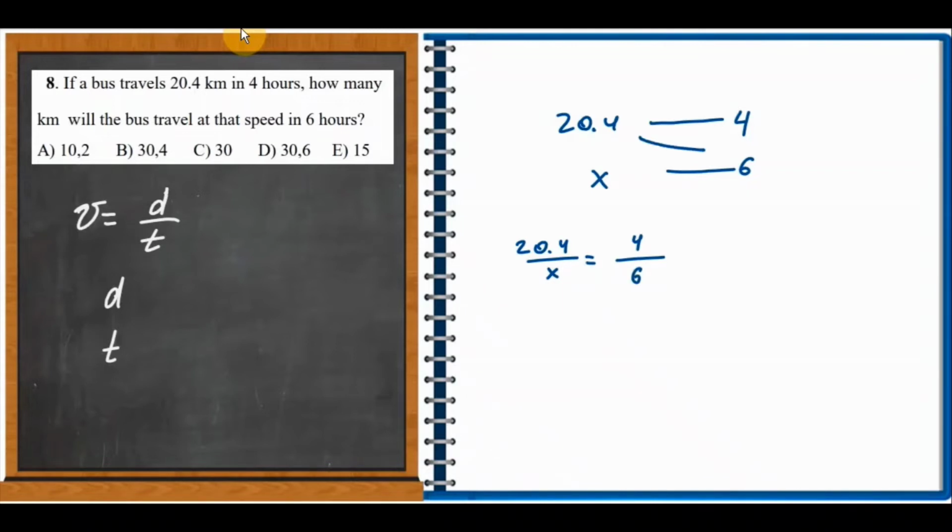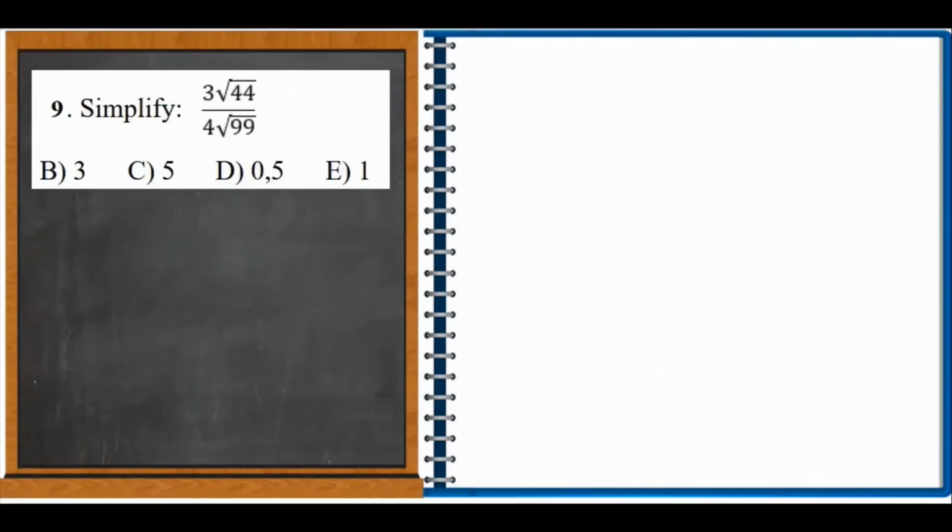Therefore, we will cross multiply. So x is going to be 6 times 20.4 with 4 in the denominator. Now we can cancel 6 and 4 by 2, which gives 3 and 2. 3 times 20.4 divided by 2 is 3 times 10.2. Now the answer is going to be 30.6. The correct answer is D.